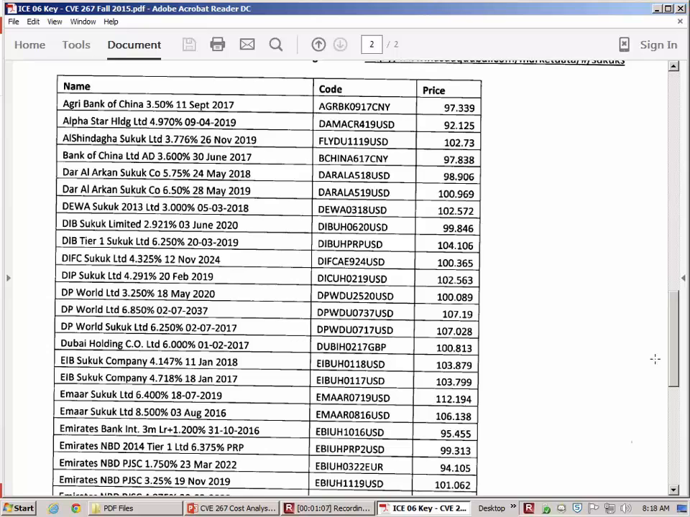So for example, the Agribank of China, when this bond was originally issued, to buy a bond, it was 100 dirhams. They would pay you 3.5% every, well, that's the annual interest rate, and most of the time it's a quarterly payment. And so they break up that 3.5% into 4 payments per year. And then on 11 September 2017, you get the original 100 dirhams back.